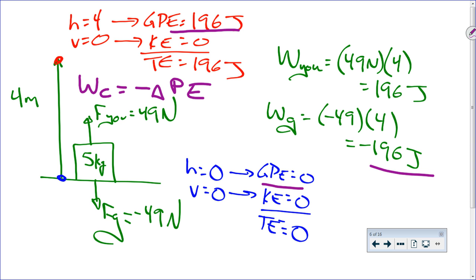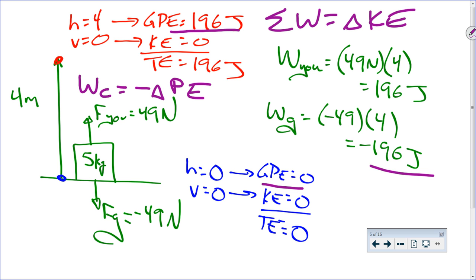All right, we also learned that the net work is equal to the change in kinetic energy. What's the net force? What's the net force? 0, right? Basically, right? It averages out to 0, certainly. Right? So if your net force is 0, what's my net work? 0. How much did my kinetic energy change by? 0. It started and ended at rest, right? Okay, so that's what you were asking about, right?